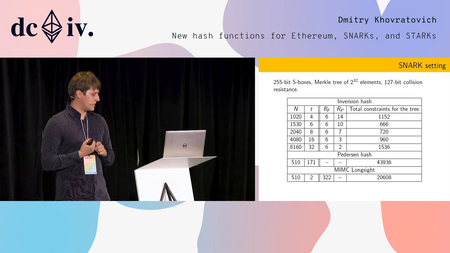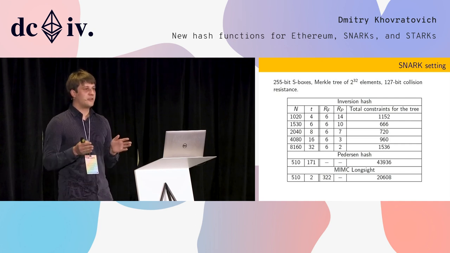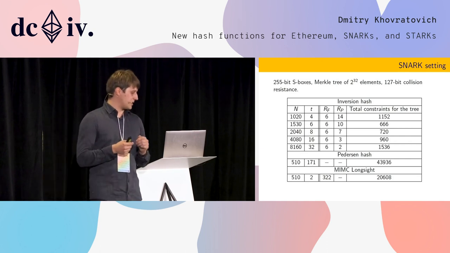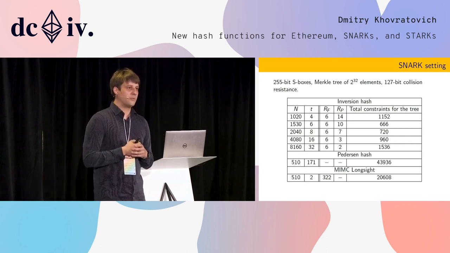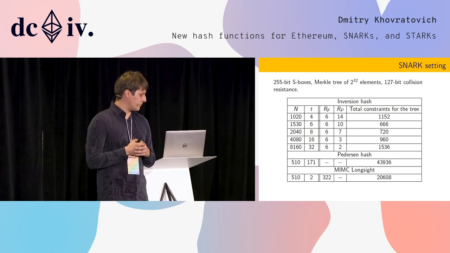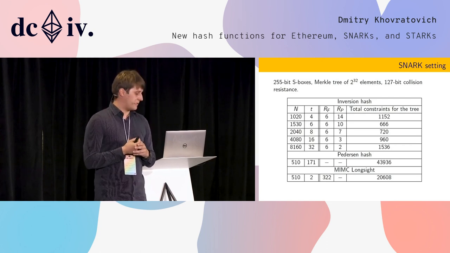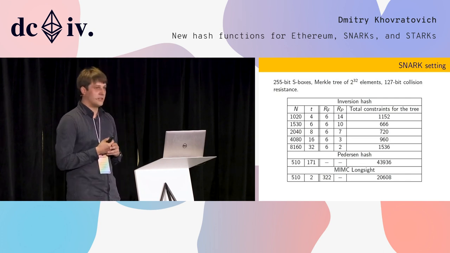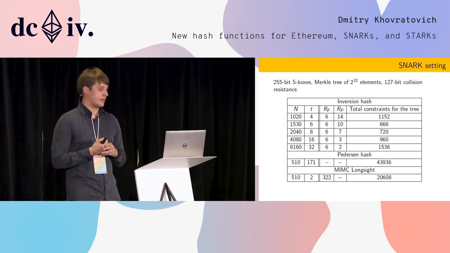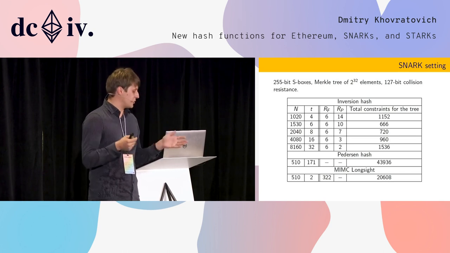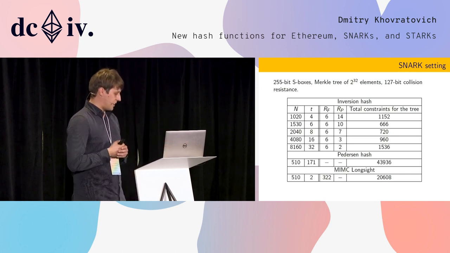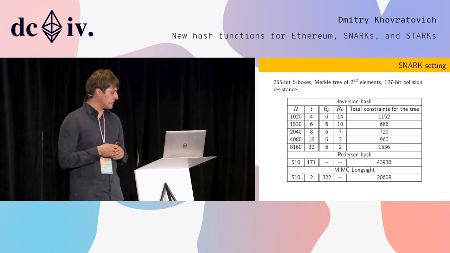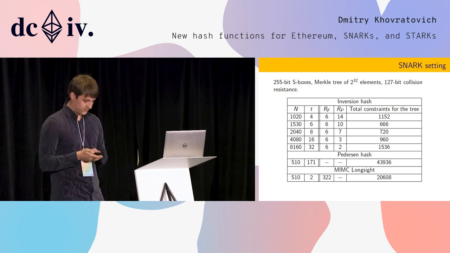And for this sort of hash for the entire tree, if we use six S-boxes in parallel, and for 127-bit collision resistance, then we should have only 666 constraints. Well, maybe indeed for a fair comparison we should use a bigger prime, but I think the order will be the same. So I think this is quite promising.